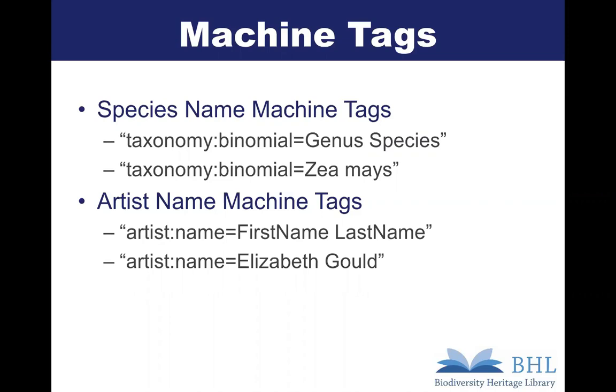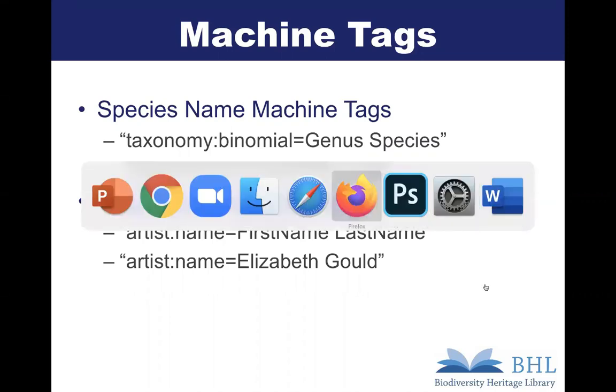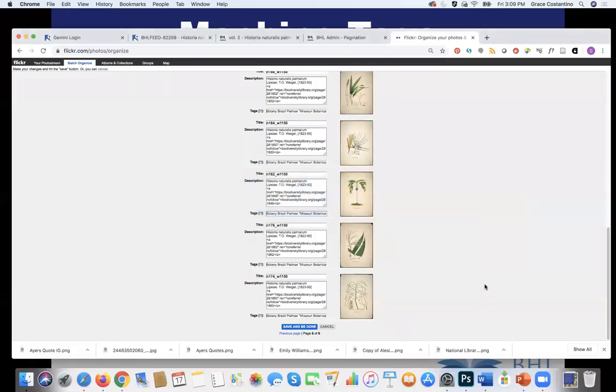Similar format for artists. The format for artist name machine tags is artist:name=first name last name. Again, quotations around the whole thing. So if I were tagging an illustration that was done by the artist Elizabeth Gould, I would add the tag artist:name=Elizabeth Gould with quotations around everything. So those are machine tags and what they look like, and we would love it if you could add these sorts of machine tags to the images as you're uploading them.